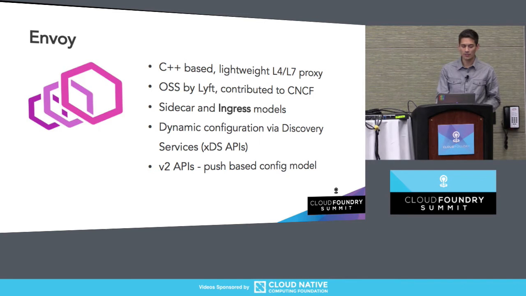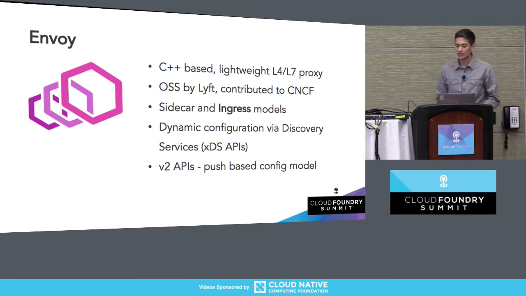Now that I've mentioned some things, let's talk about what they are. So what is Envoy? Envoy is written in C++, and it's a lightweight layer 4, layer 7 proxy. It was open sourced by Lyft about a year and a half ago, and after that contributed to the Cloud Native Computing Foundation.